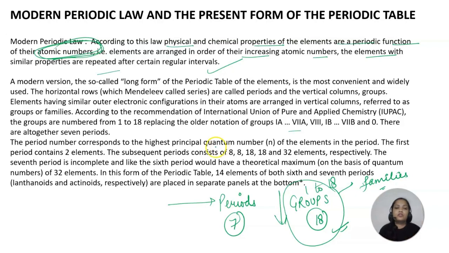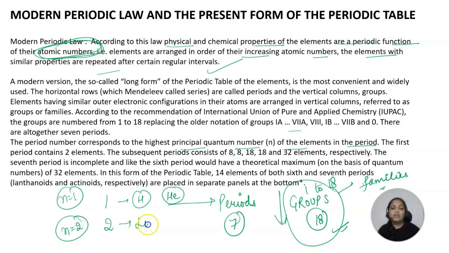So period number corresponds to the highest principal quantum number of the elements, that is, how many shells are there. Like in the first period we have hydrogen and helium, both of which have one shell only, means their principal quantum number is 1. Okay, in the second period the elements which have n equals 2 will be there, from lithium up to neon. Then in the third period we will again have 8 elements. Okay, we are not considering the transition elements right now.